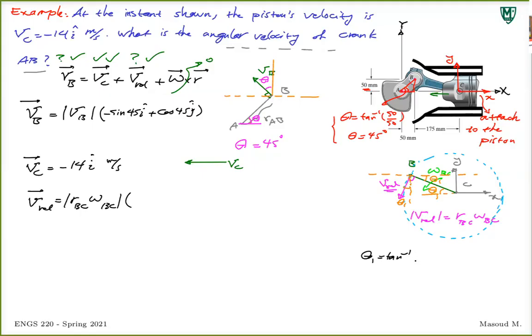Let's look at the geometry. Where can I draw it? Right, so this is theta 1, right? If this is the triangle here, this is theta 1. Theta 1 is tan inverse, 50 opposite over adjacent 175, which gives you 15.945 degrees. All right.